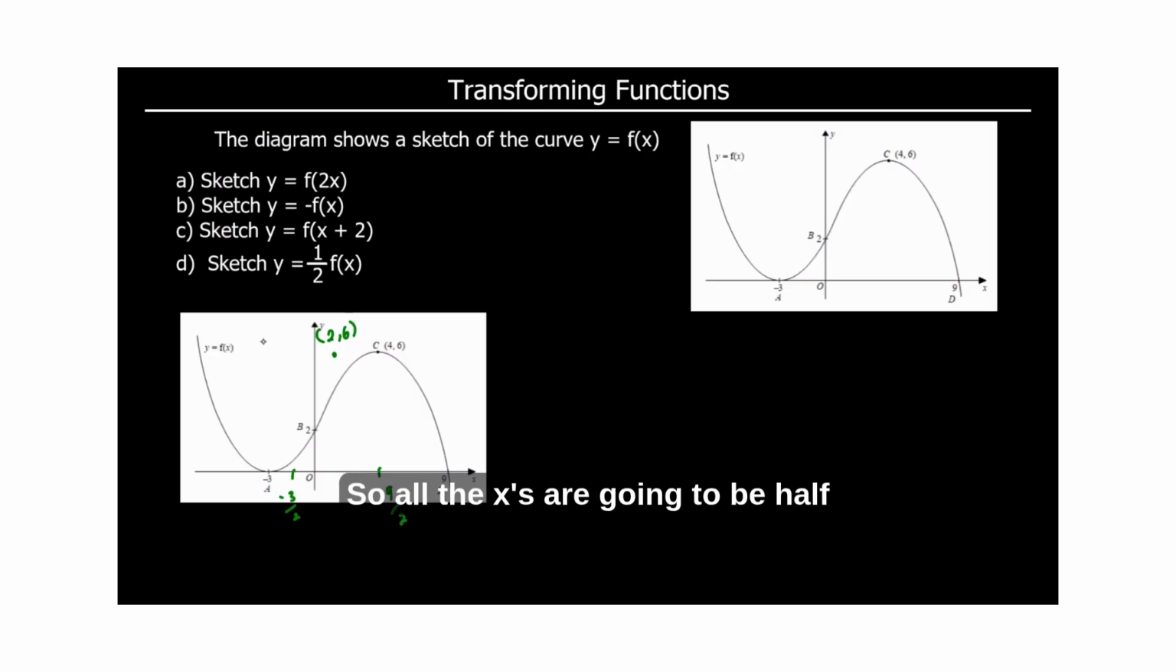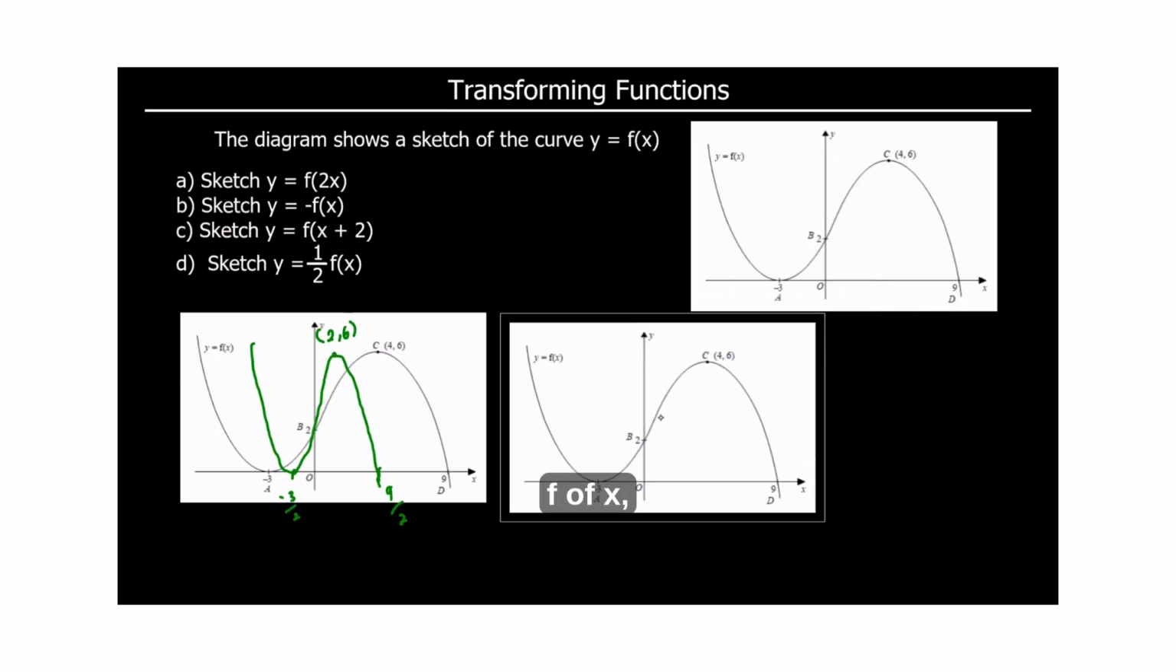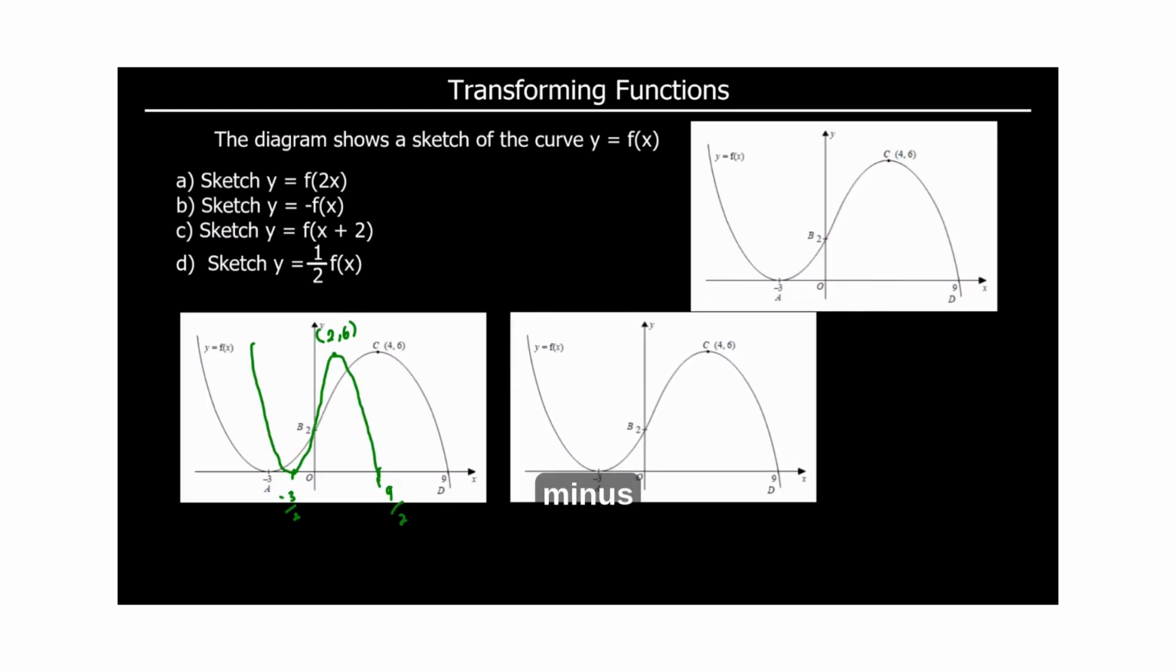So all the x's are going to be half as far in. So it's going to go in through the same point on the y and back down. So all of the x's are halved. It's squished in. The second one, sketch minus f of x.